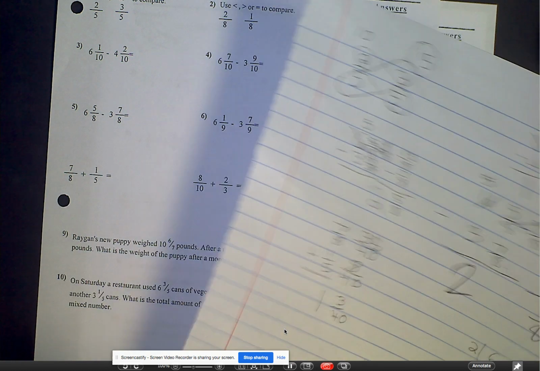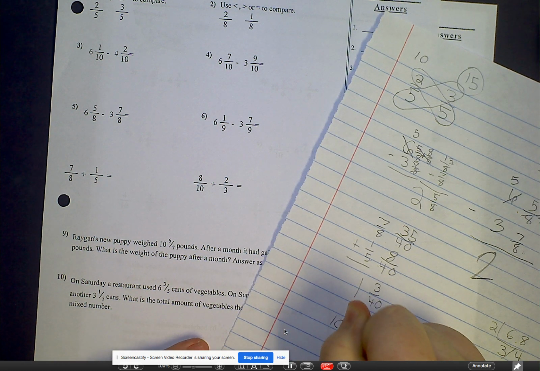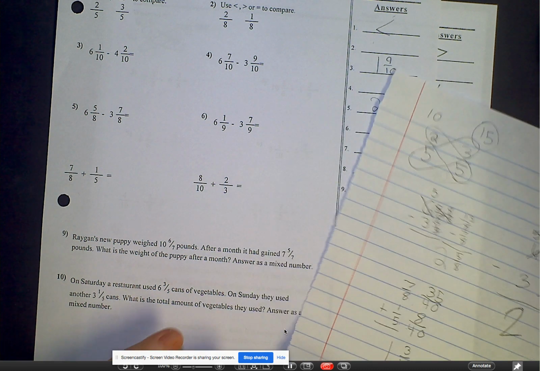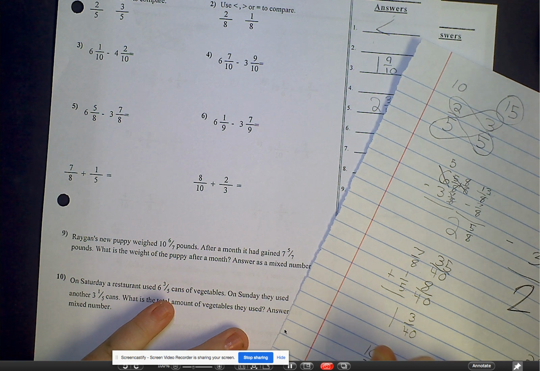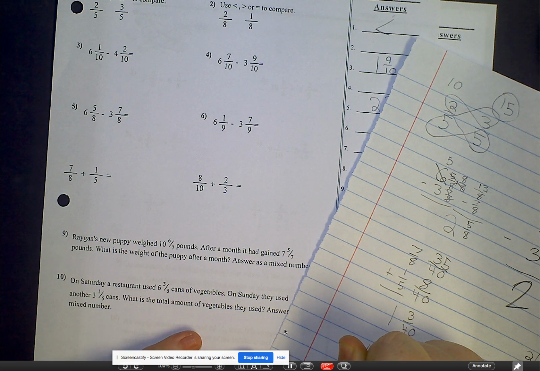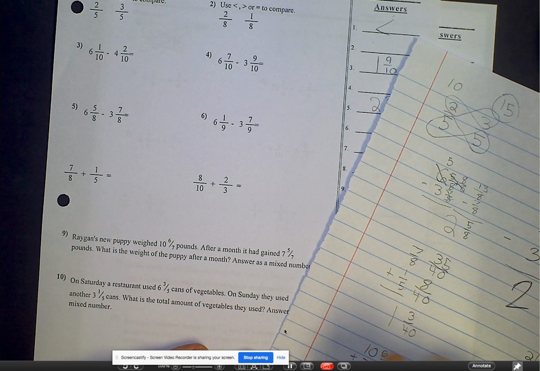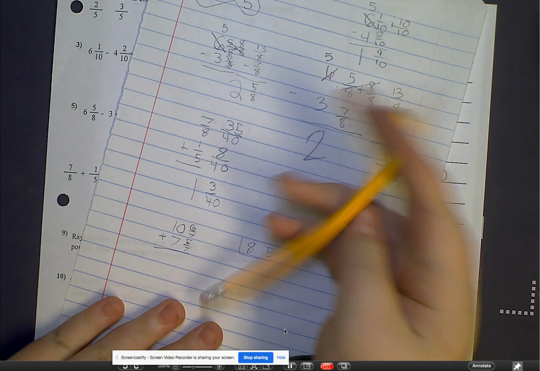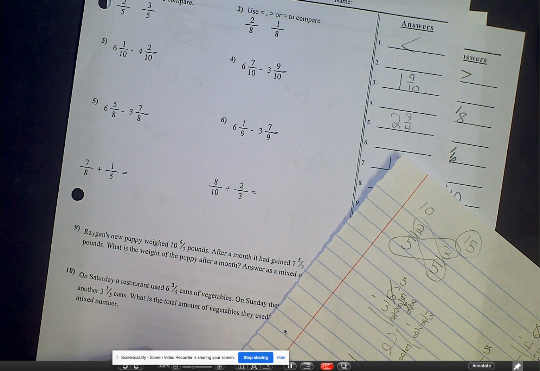Reagan's new puppy weighed 10 6/7 pounds, and after a month it gained 7 5/7 pounds. What is the weight of the puppy after a month? Answer is a mixed number. So you're going to do 10 6/7 plus 7 5/7. What gave you the hint that you would add that? It says what is the weight of the puppy after a month.